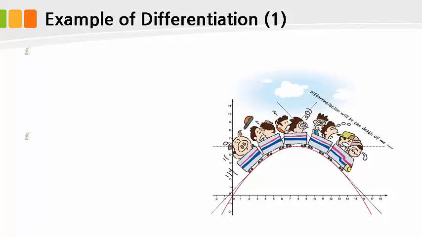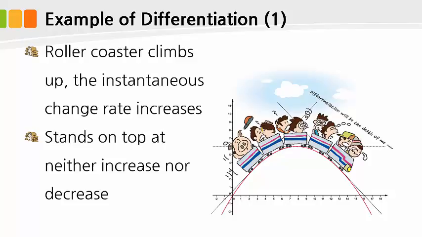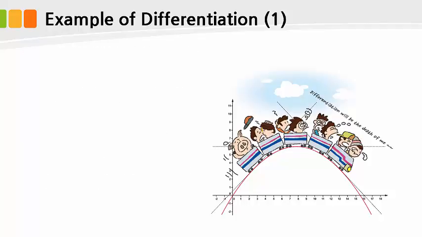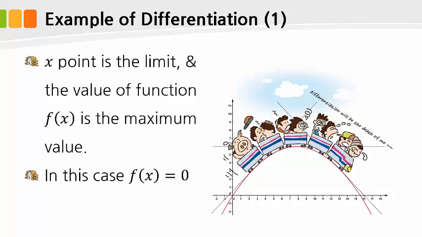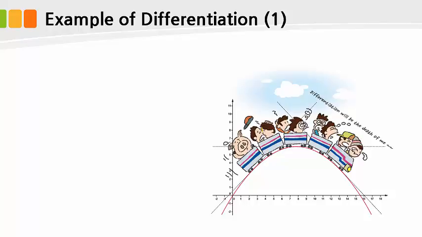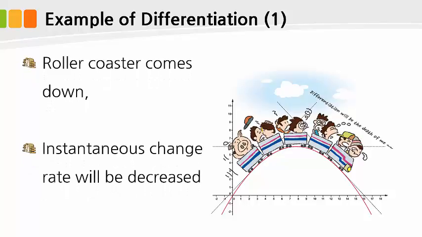As the roller coaster climbs up, the instantaneous change rate increases, and at the top, it is neither increasing nor decreasing. That x point is the limit, and the value of the function, f of x, is the maximum value. In this case, f prime of x is equal to 0. As the roller coaster comes down, the instantaneous change rate decreases.